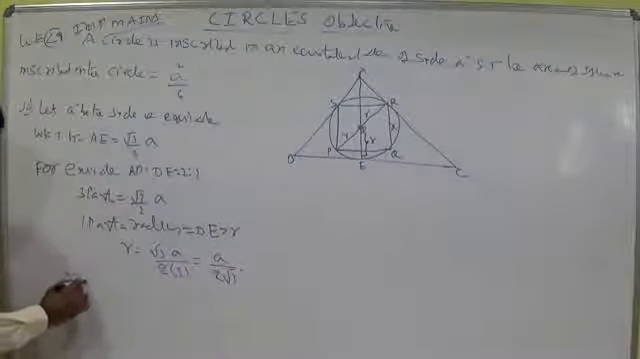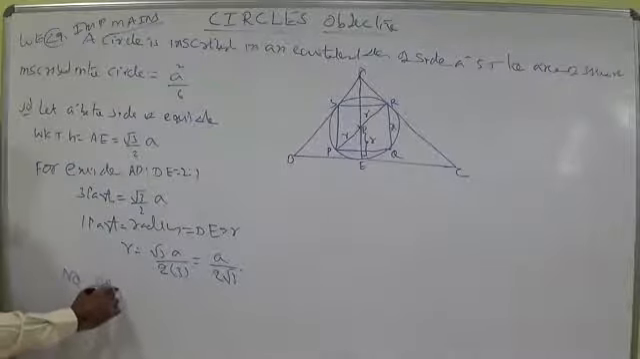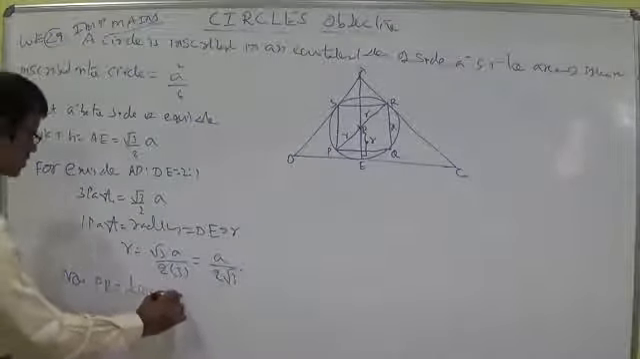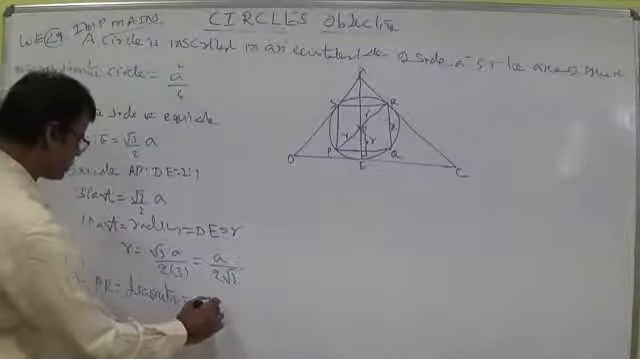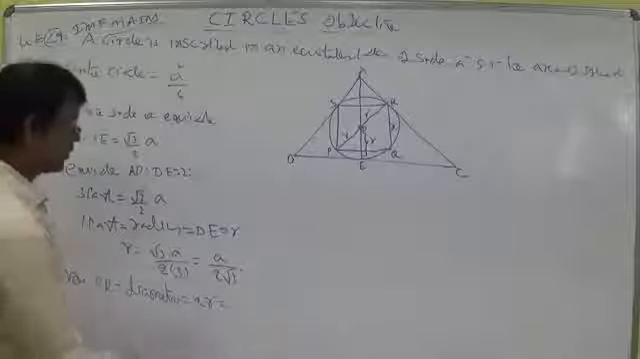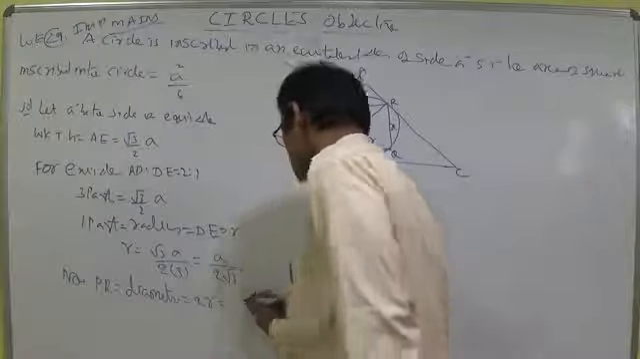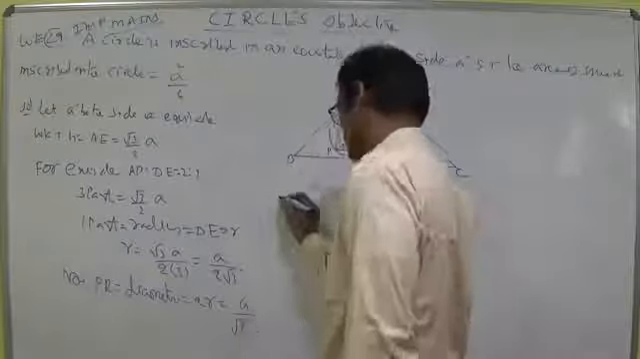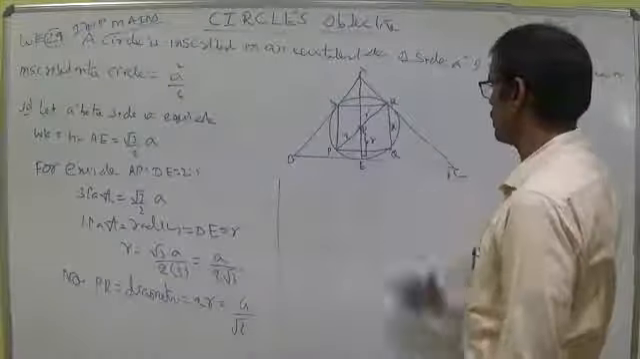Now PR is equal to the diameter, which is 2R. Diameter 2R means here simply a by root 3. So 2R is equal to a by root 3.